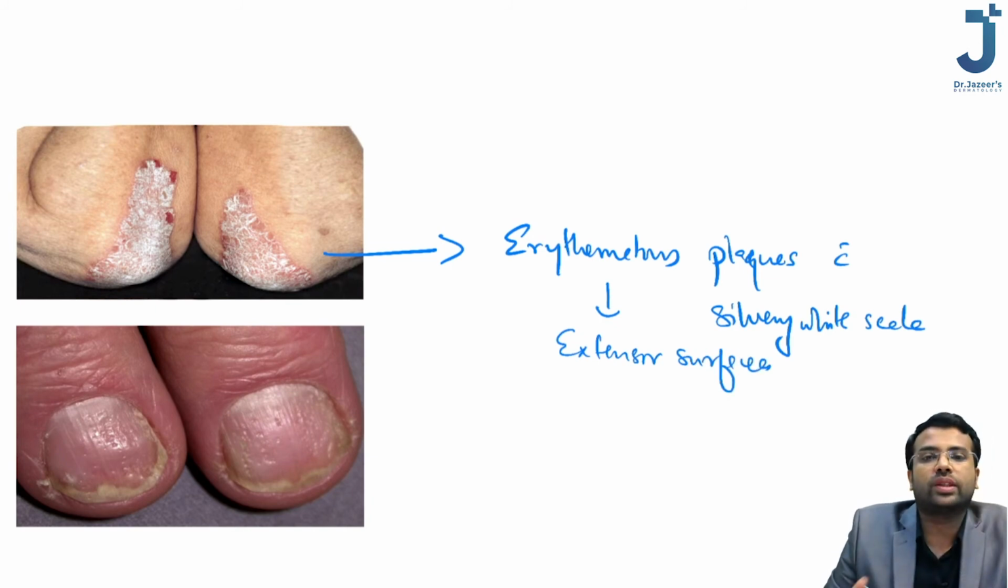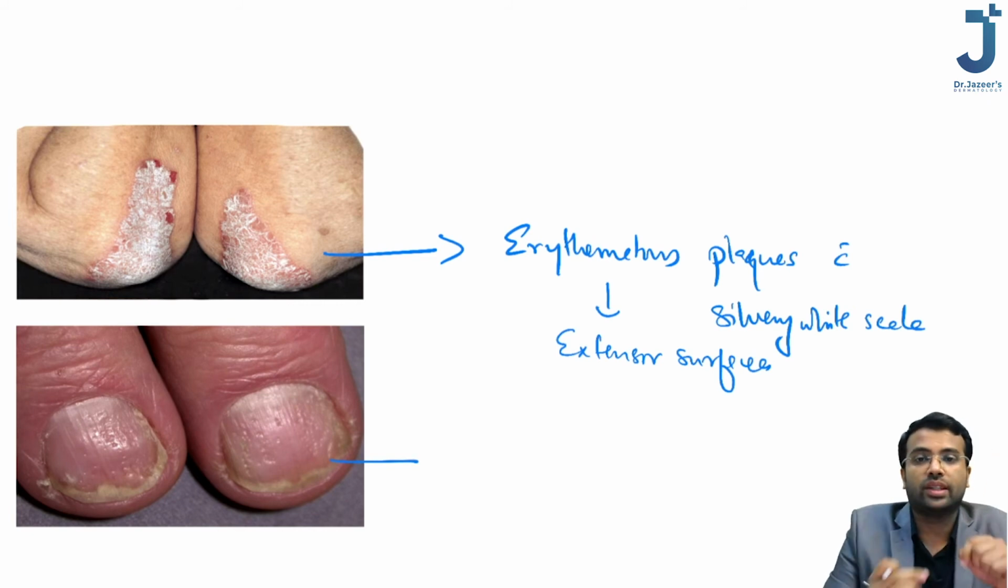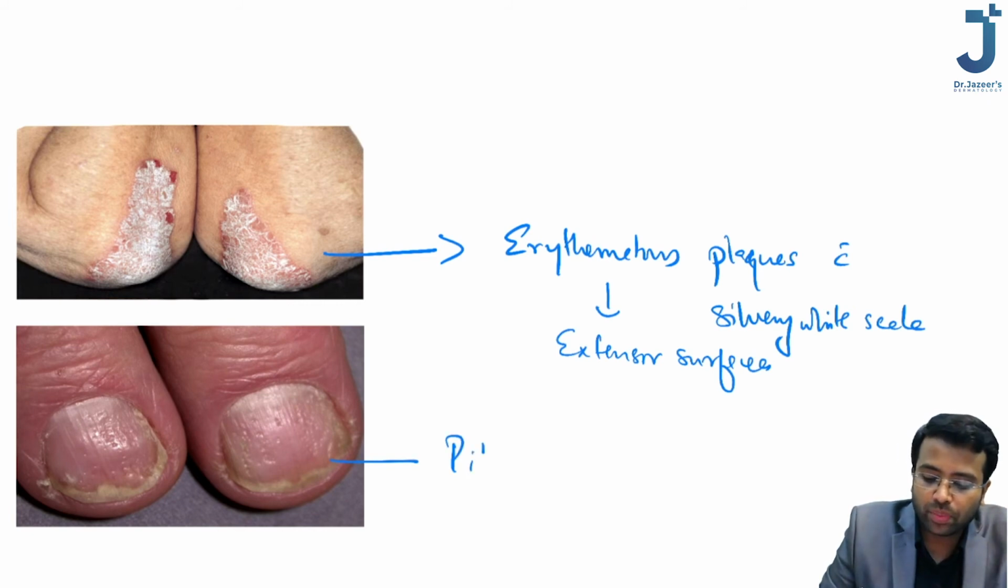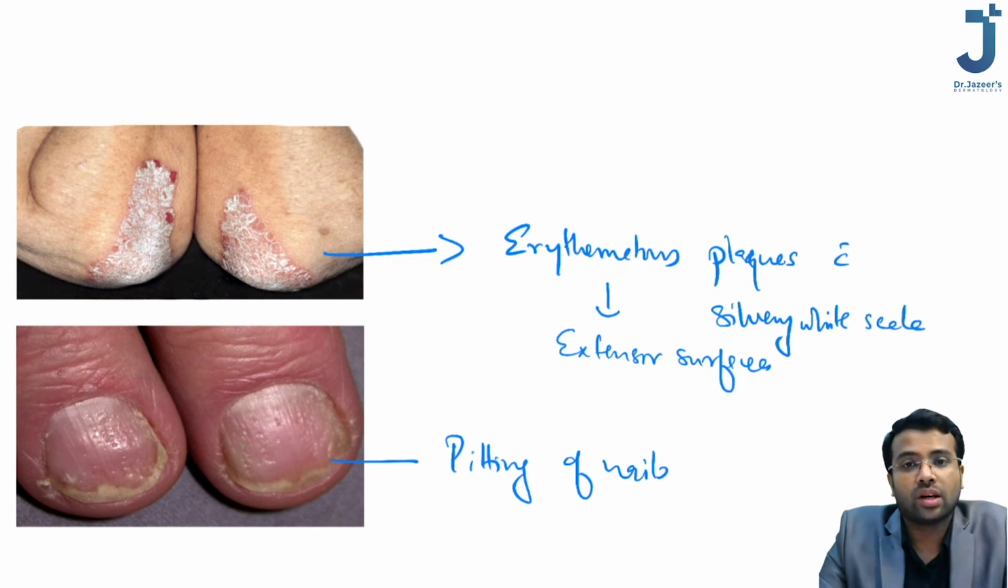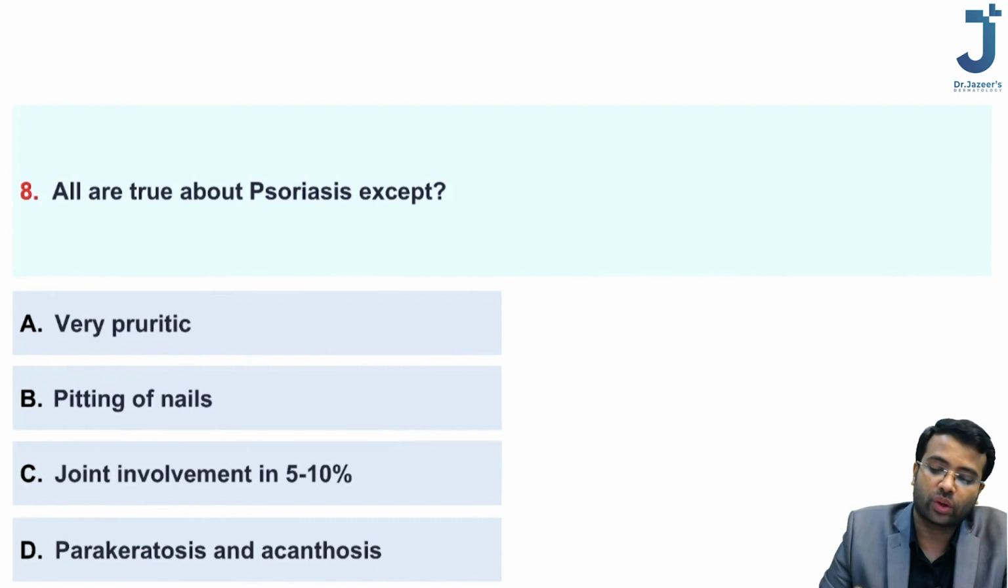So along with the skin lesions, the patient may come to you with something like this, where there are multiple depressions over the nails, which is also called pitting of the nails. Psoriasis can also involve the joints, when it is called psoriatic arthritis. So psoriatic arthritis, pitting of the nails and the skin lesions, everything is seen with psoriasis.